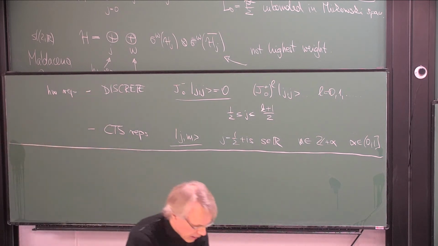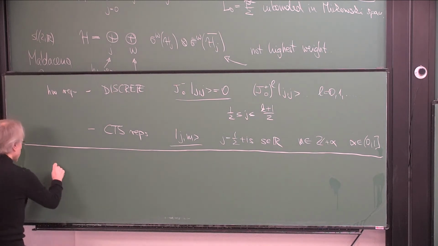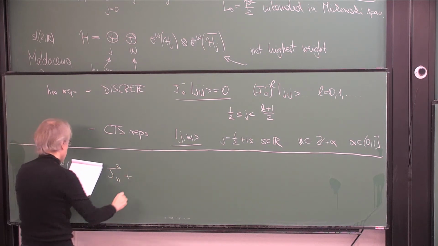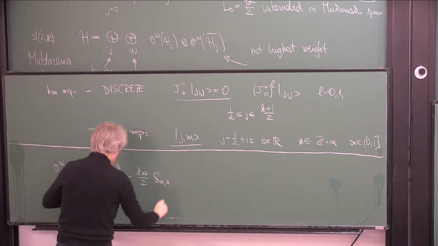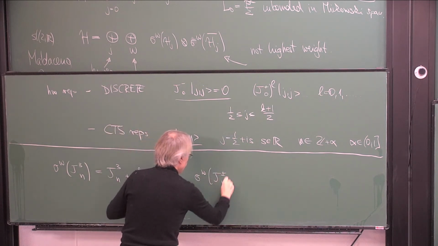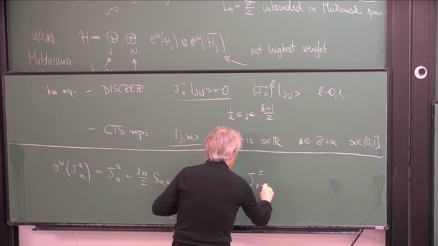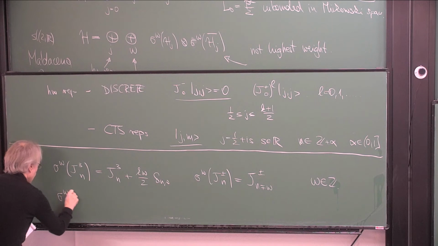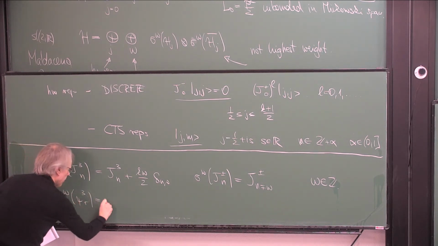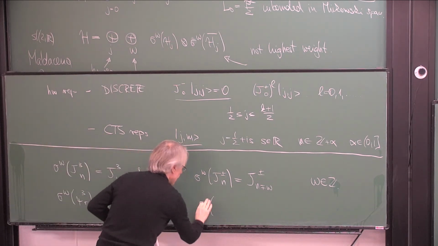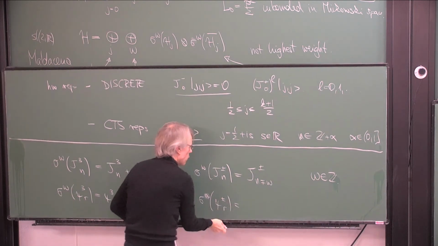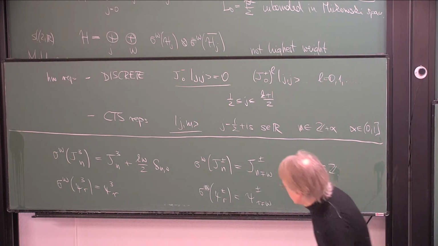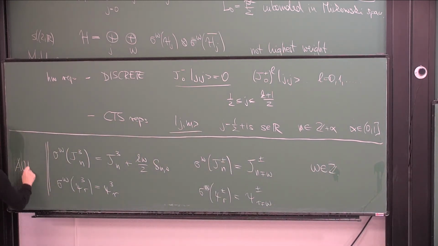So sigma is an automorphism, and sigma acts in the following way. Sigma of w on J3 n is equal to J3 n plus k times w over 2 times delta n comma 0, and it acts on J plus minus n as J plus minus n minus plus w. So w is an integer, and it acts on the fermions in a similar manner. It doesn't do anything on psi 3, and on psi plus minus it shifts them up and down by w over 2. So what I'm claiming is that this is an automorphism of this algebra.